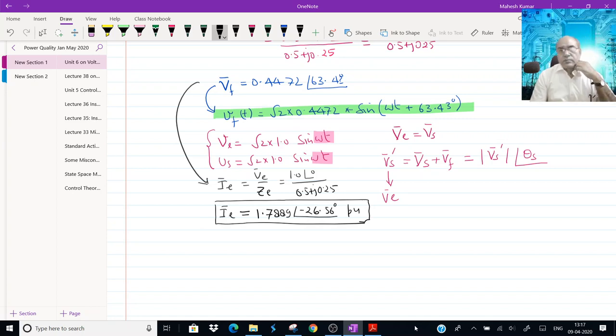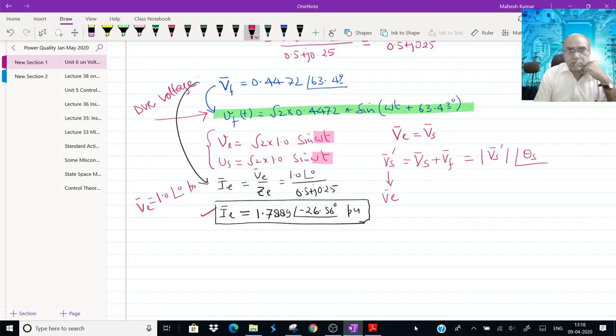So we have this new current for the given voltage VL equal to 1.0 angle of 0, and this is the DVR voltage for this parameter that needs to be injected in series with the load. You may ask whether it consumes any real power. The real power will be zero, because the angle between the VF and IL is 90 degree.